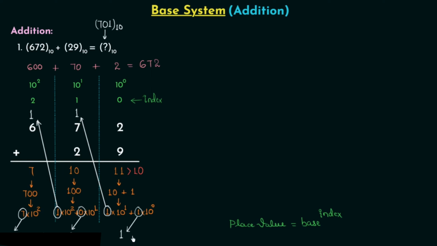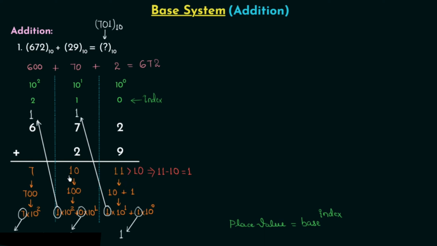And what about the intermediate sum? How to find it? To find it, you simply need to subtract the base from the result of addition. So we will subtract 10 from 11 and this will give us 1. 11 minus 10 is equal to 1. So 1 is intermediate sum, and as the result of addition is greater than the base of the number system, carry 1 will be generated.